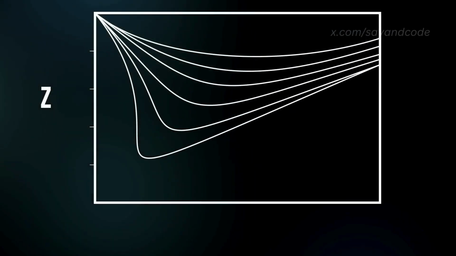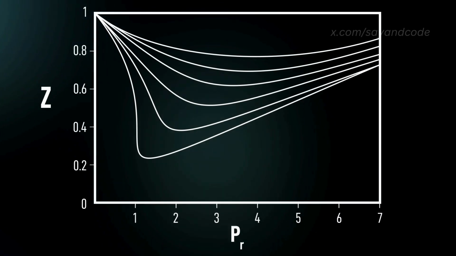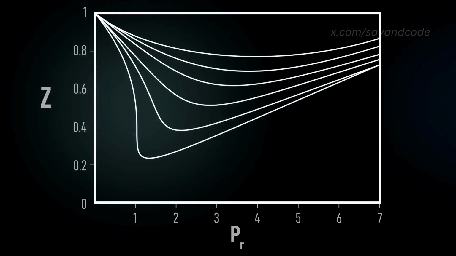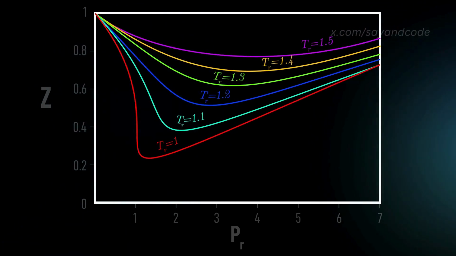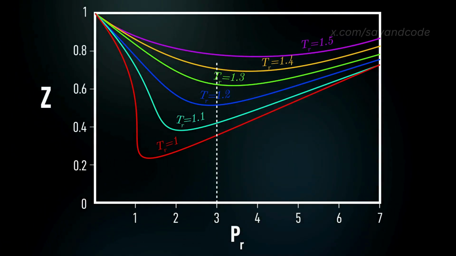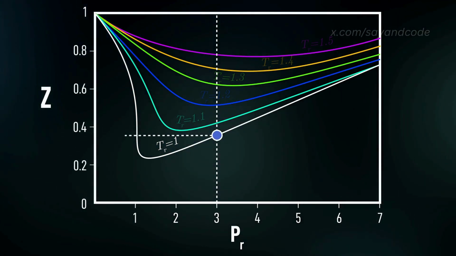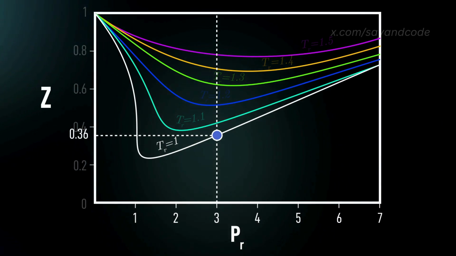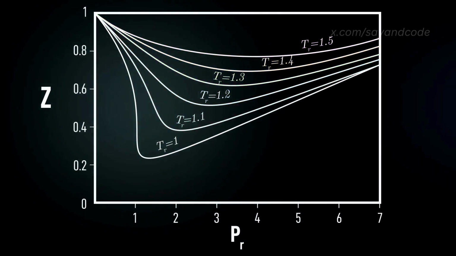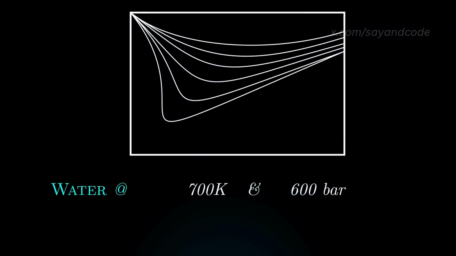The compressibility chart has reduced pressure on the x-axis and compressibility factor on the y-axis. Inside the graph, there are many lines which denote different reduced temperature values. So, if we know the reduced pressure and reduced temperature for a given gas, we can find out the compressibility factor using this chart. For example, consider water or steam at 700 Kelvin and 600 bar pressure.